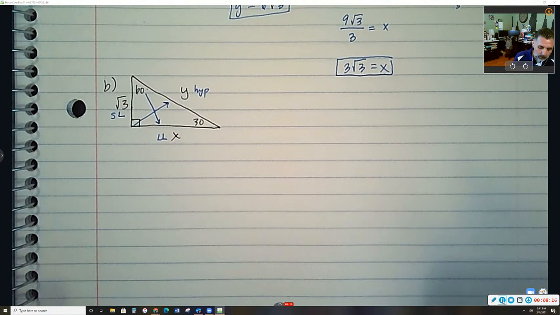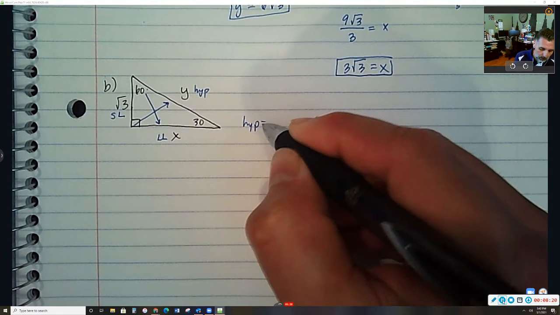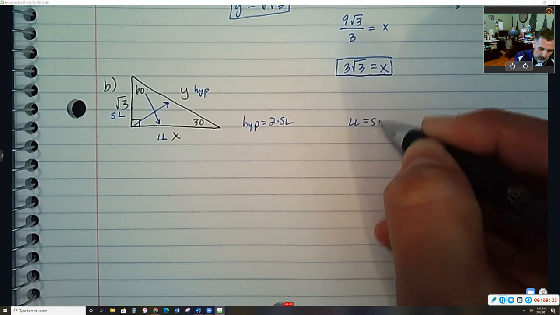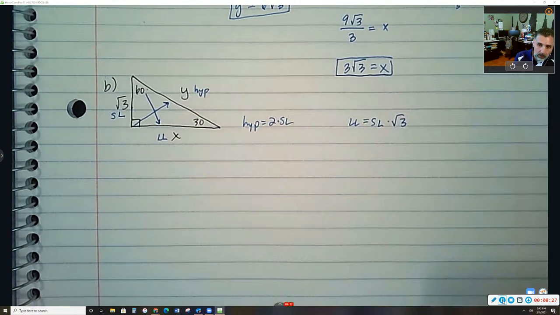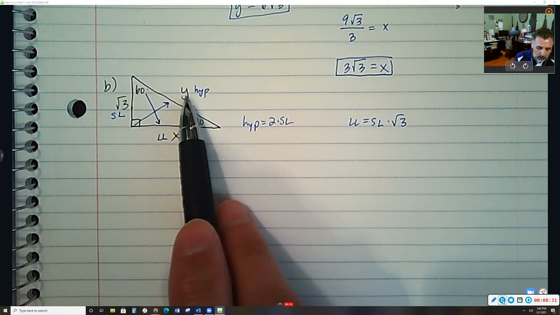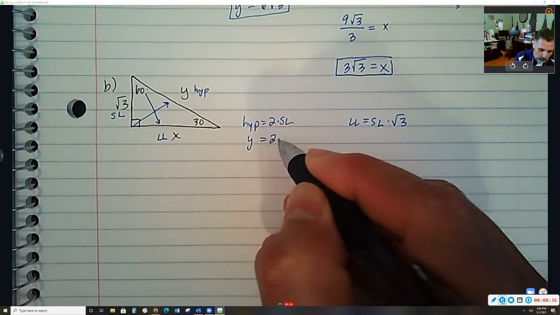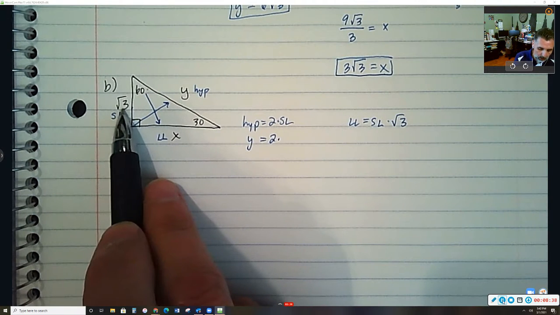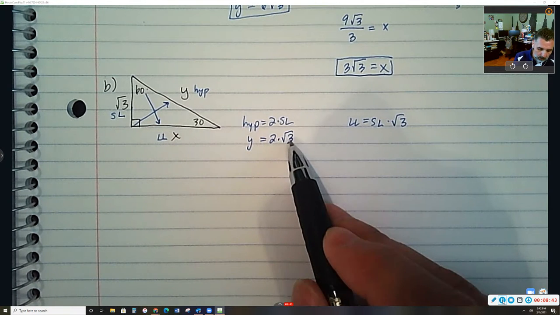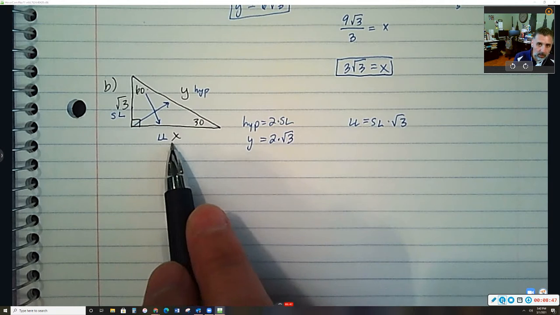Okay. Write down the 2 equations from the notes. The hypotenuse is 2 times the short leg. The longer leg is the short leg times the square root of 3. And then substitute the values into the equation. The hypotenuse is y. The short leg is square root of 3. And then over here for the long leg, I'm going to put x. The long leg is x.